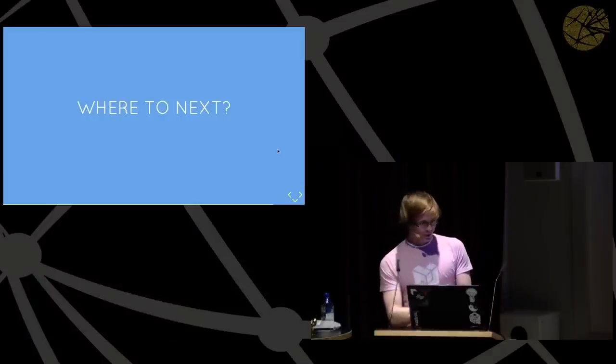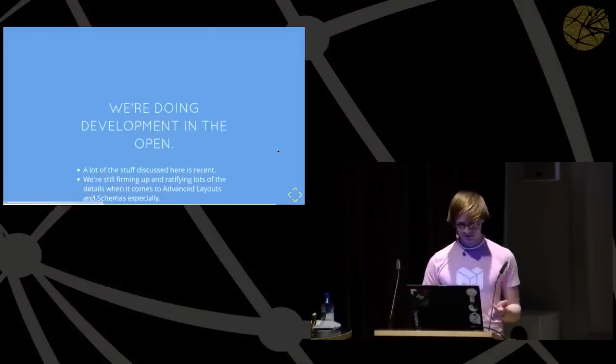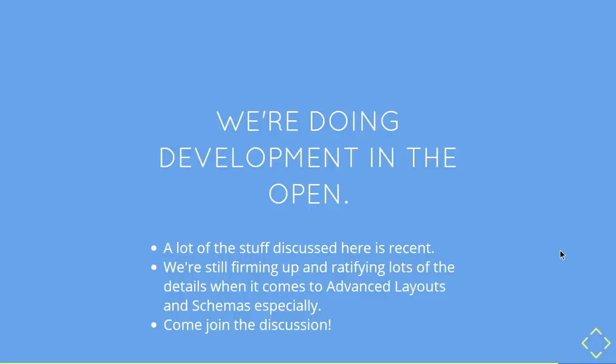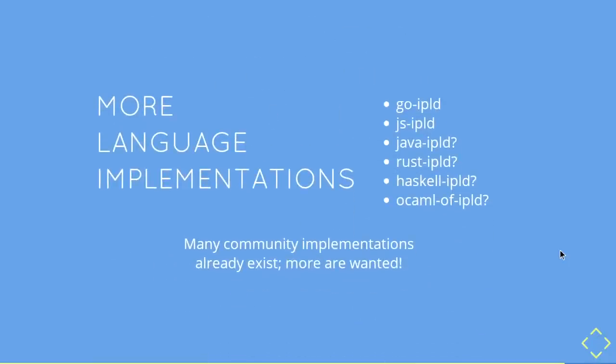So where to next with all this stuff? I want to make it clear that all of the things I've talked about here are development we're doing in the open. A lot of the stuff I've discussed is pretty recent. We're still firming up and ratifying lots of the details, especially around that advanced layout stuff and the schemas. So if you want to try to break that concept of version migration and detection, come try to break it. There's discussions on GitHub. I'll pop up a link for that later.